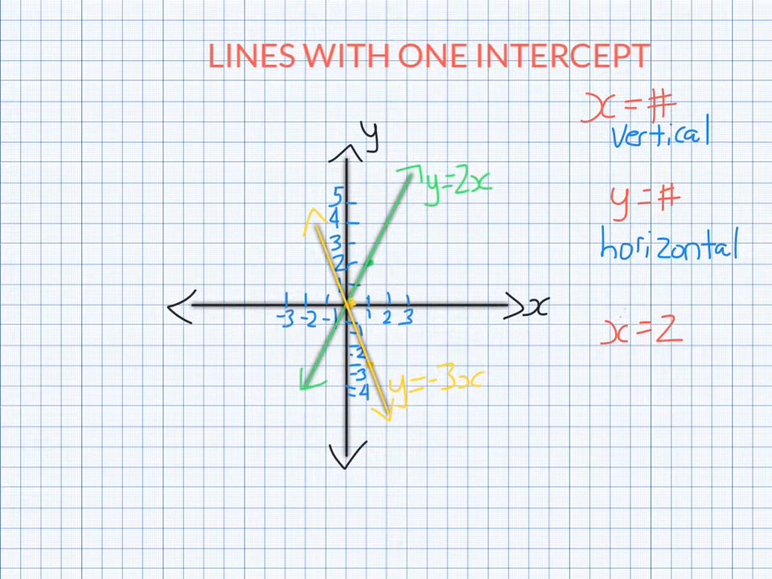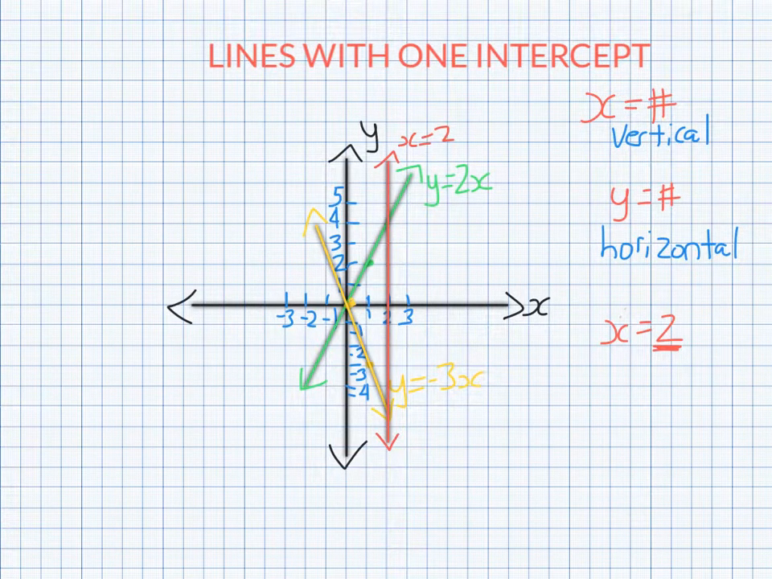So let's say I wanted to graph, for example, the line x equals 2. We know the x-intercept is 2, but it doesn't have a y-intercept. It's a perfectly vertical line through x equals 2. So all we do is draw a line that goes through x equals 2, just like that. Once again, we do have to put arrows on and label our equation.